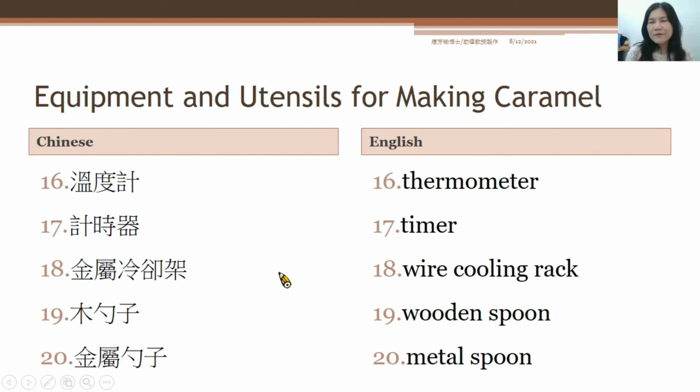In this slide you can find thermometer. This is very common, but this word may not be very common to students. Let me pronounce it again. Thermometer. And you also need a timer. And you need a wire cooling rack and a wooden spoon and also a metal spoon.